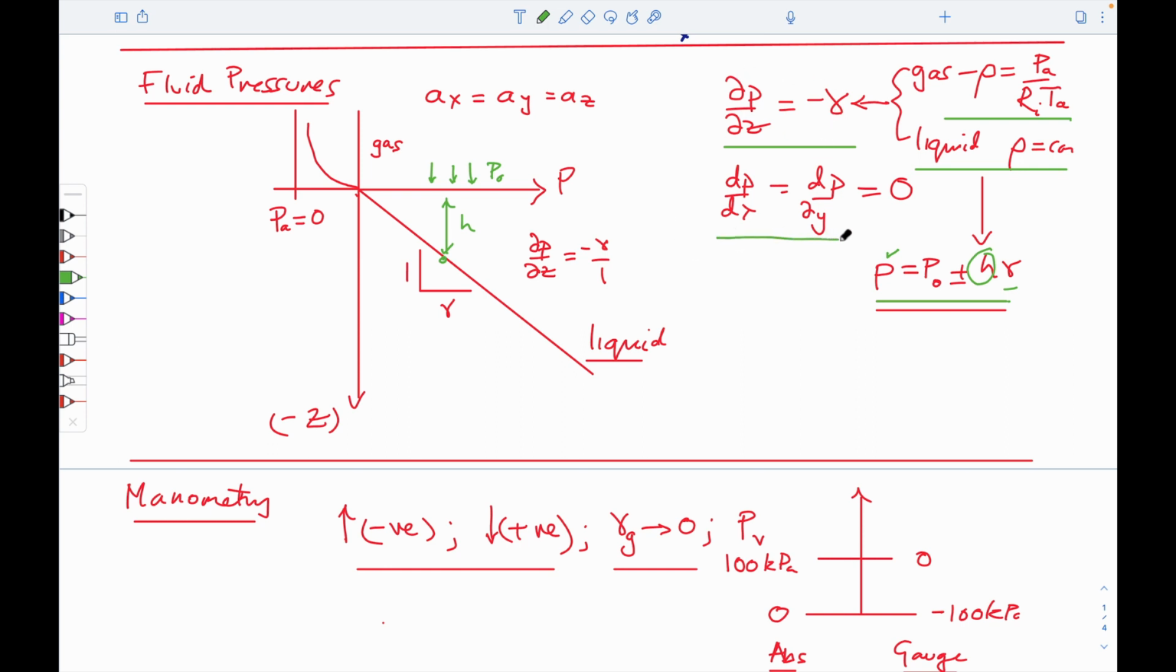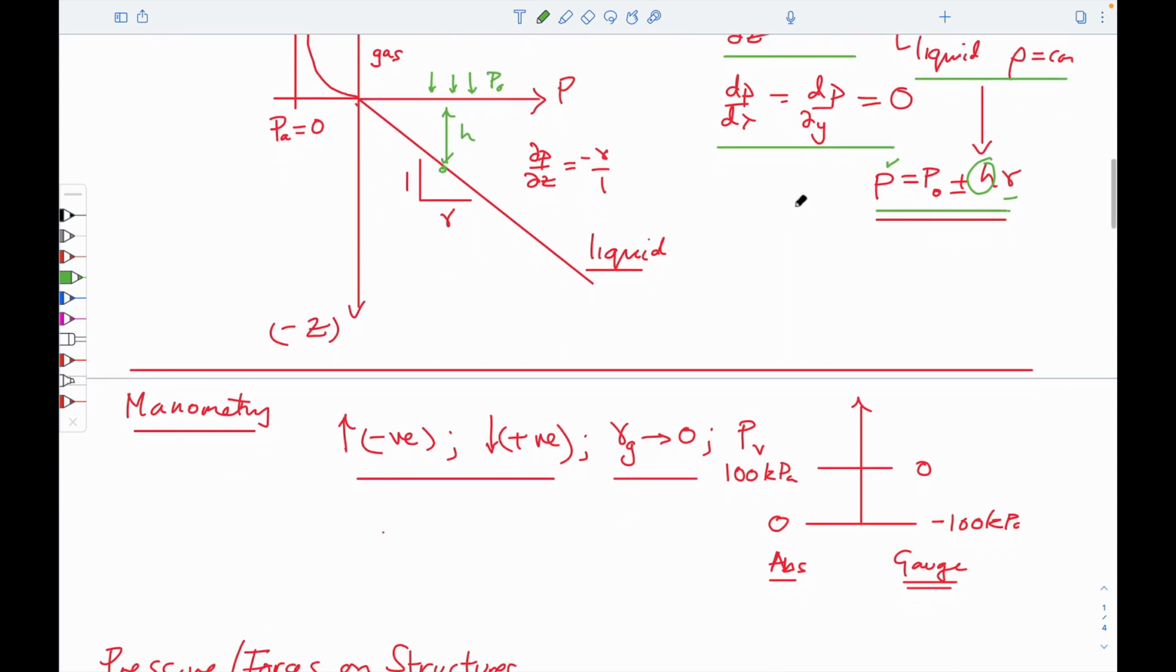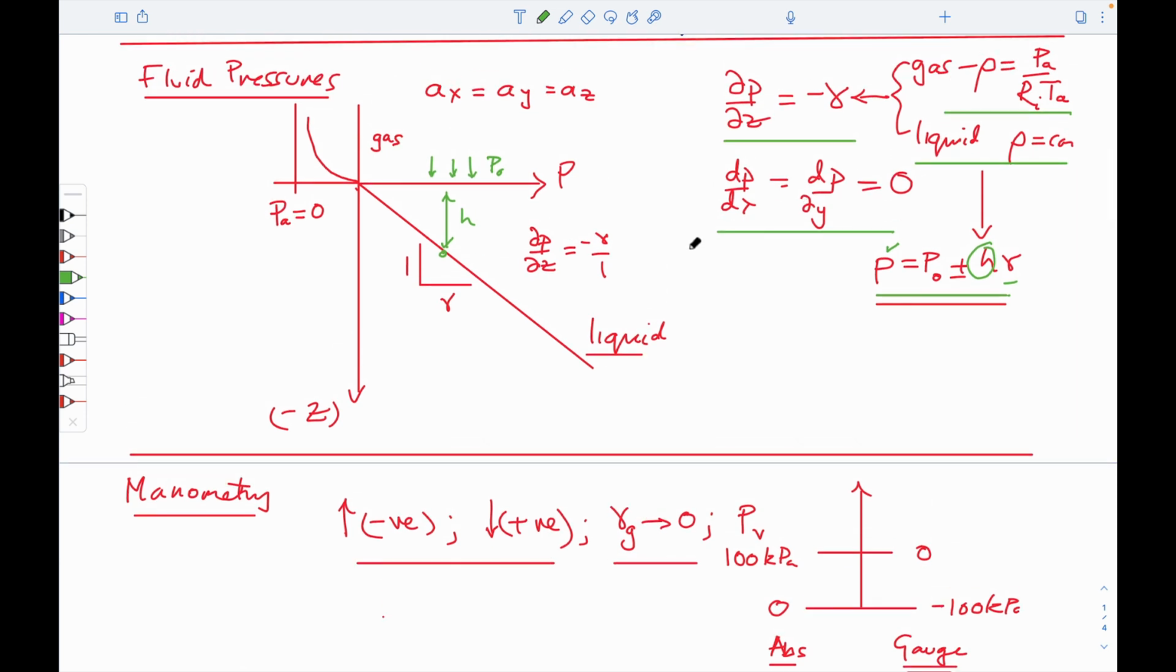We know that if you go horizontally within a fluid, the pressure doesn't change. We use this a lot in the manometry equations as a standard result. The consequence for a gas being compressible is that if you look at the change of pressure with depth, for an incompressible fluid it varies linearly with depth. But for a compressible gas, we know that it asymptotes from atmospheric pressure here, which is roughly 100 kPa, to 0 kPa as you go up into space.